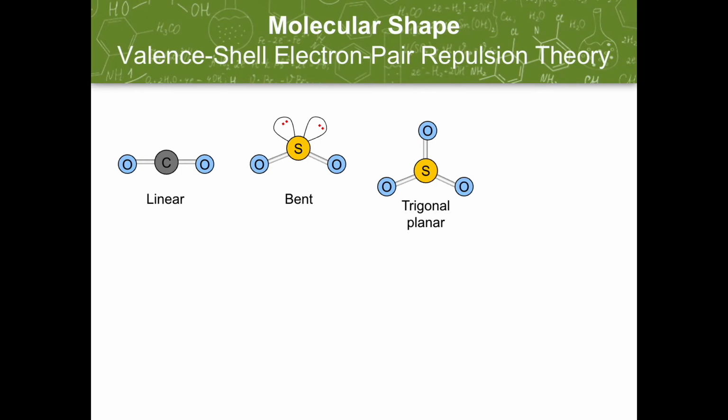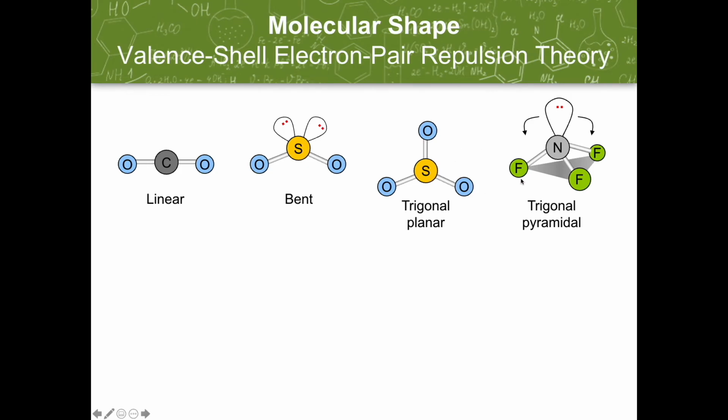The next shape would be the trigonal pyramidal, wherein there are also three atoms bonded to the central atom. However, in the central atom, we have one lone pair of electrons. If we go back to our general formula, we will have AX3E because you have one lone pair of electrons, and that will give us the trigonal pyramidal shape of the molecule.